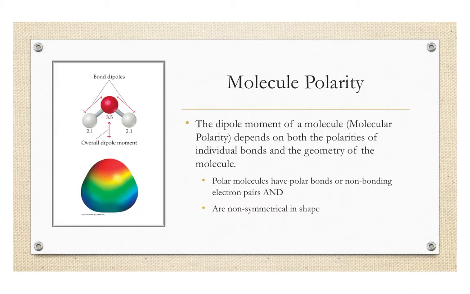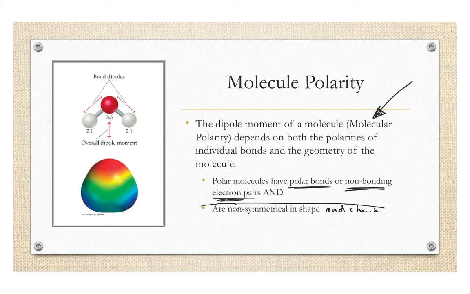All right, so the dipole moment of a molecule, or the molecular polarity, depends both on the polarities of the individual bonds and the geometry of the molecule. So two things have to be true. You have to either have polar bonds or non-bonding electron pairs, and they have to be non-symmetrical in shape and structure. Okay, and I'll show you what I mean by that on the next slide.